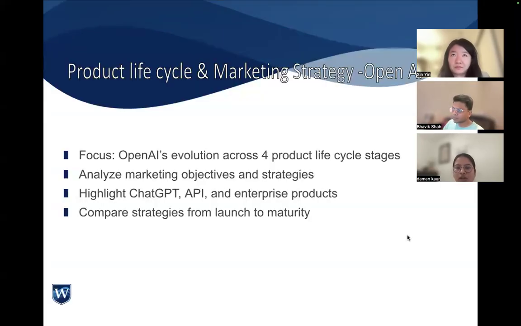Starting from the product life cycle and marketing strategy, this presentation focuses on OpenAI's evolution across four product life cycle stages, which are very crucial. It also helps to analyze the marketing objectives and strategies and highlights ChatGPT, API, and enterprise products. It also compares strategies from launch to maturity.